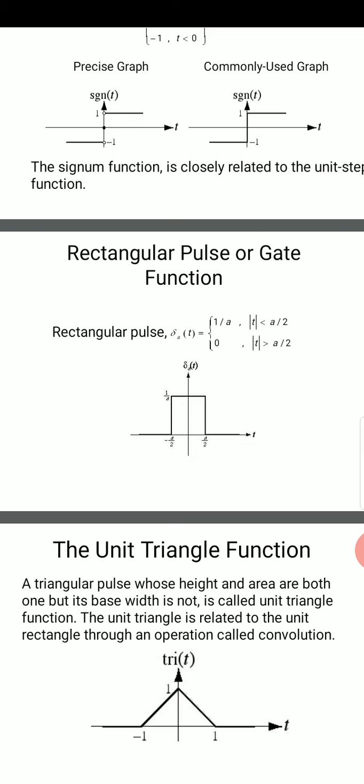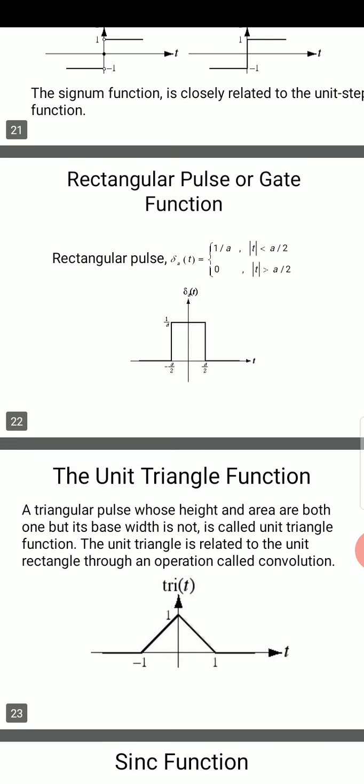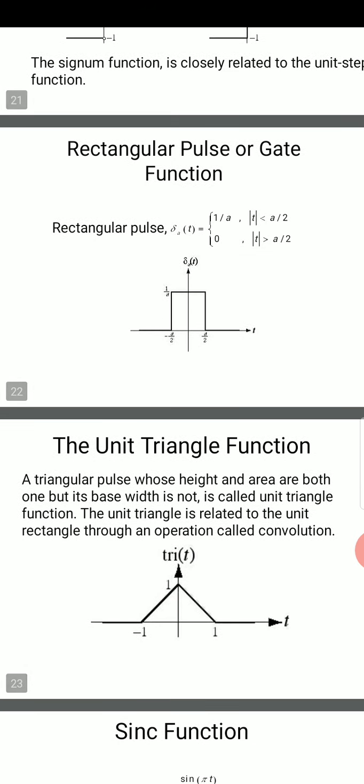The rectangular function is basically defined as a limit in two ways. The first is that within minus a by 2 to plus a by 2 the value is 1 by a, and outside a by 2 the value is 0. It is a bounded function. What is the unit triangle function? The unit triangle function is a triangular pulse whose height and area are both one, but whose base width is not; it is called the unit triangular function.